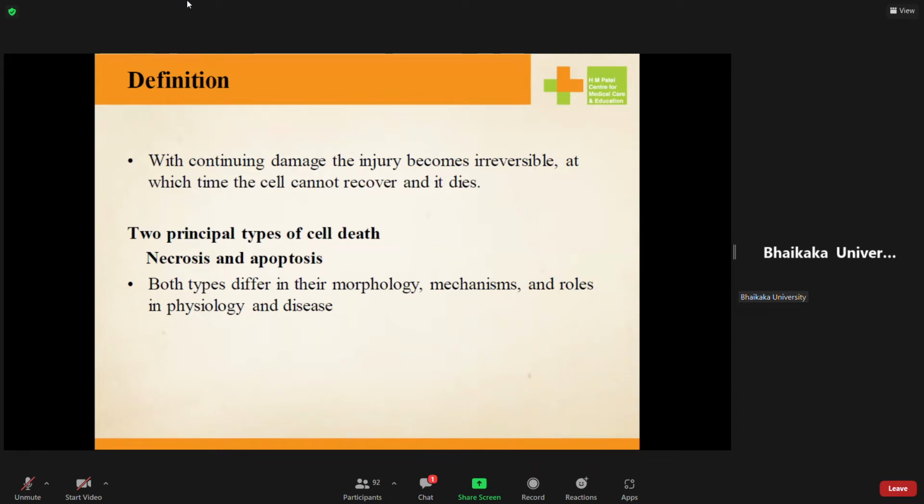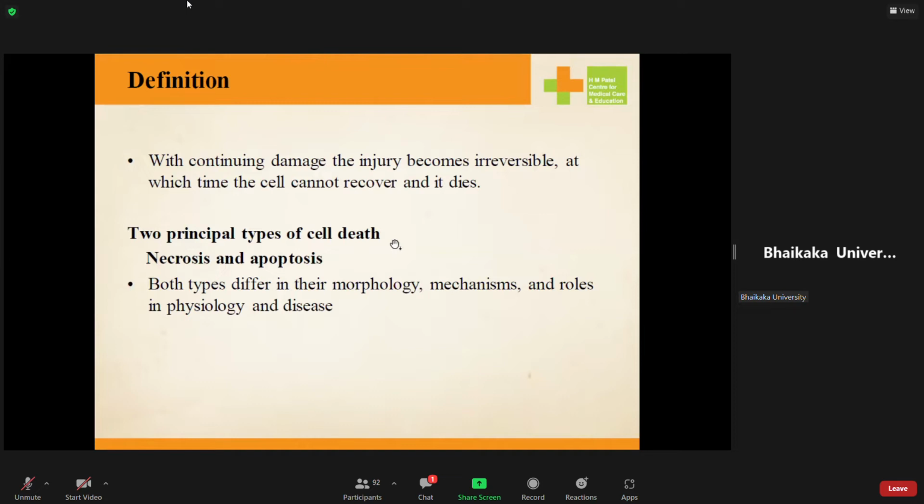But this irreversible cell injury is the severe form of injury and it may lead to cell death. There are two principal types of cell death seen in irreversible cell injury, and that is necrosis and apoptosis. Today I am going to discuss only necrosis. Apoptosis I will not be discussing.